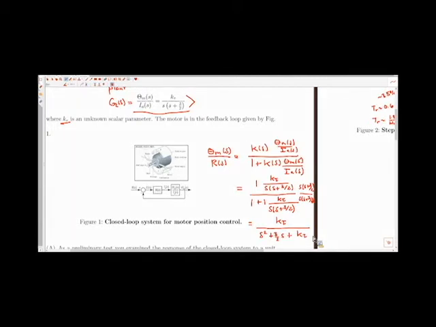Just to note, our plant itself is not second order underdamped, right? It's actually a system with a pure integrator and a real pole in it. So when we put it in a feedback loop, it becomes something completely different. Just because you start with a plant of a certain characteristic doesn't mean that when you put it in the feedback loop it's going to have the same characteristics. It can actually change completely.